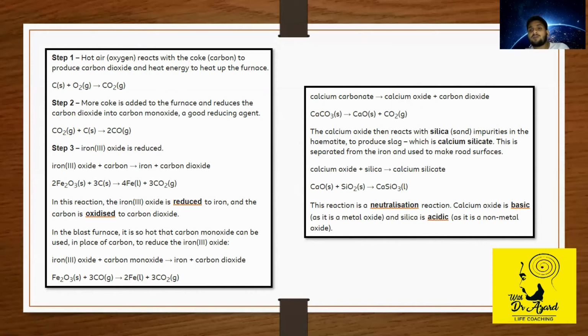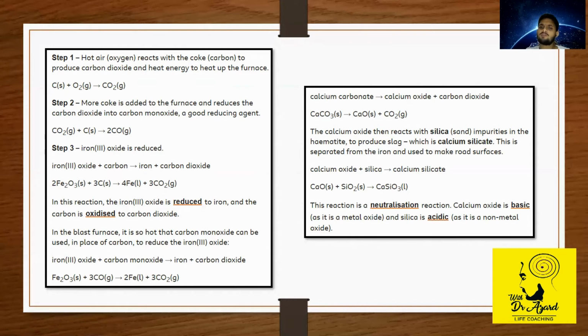Now, out of the 3 contents that we added to the blast furnace, we discussed the coke and also the hematite. But what's the purpose of the calcium carbonate? It has a purpose. Calcium carbonate within the blast furnace will thermally decompose into calcium oxide and carbon dioxide. What does it mean by thermally decompose? That means calcium carbonate with heat will break into 2 new products, which are calcium oxide and carbon dioxide.